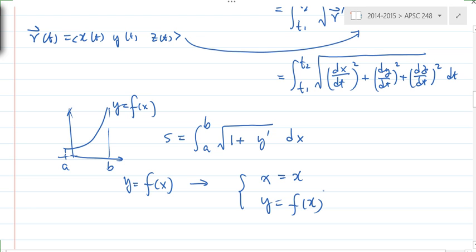So now, if you substitute into this equation here, guess what? You get this. So you basically change the t to x. What's dx over dx? It's 1. What's dy over dx? Sorry, I missed the square here, so y prime squared. Does that make sense?